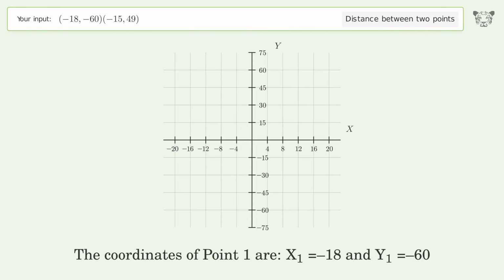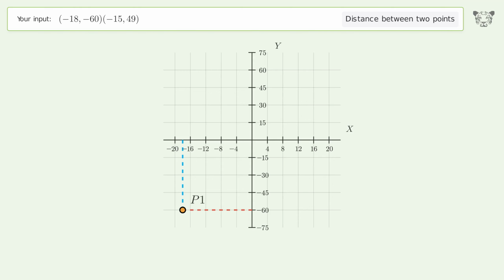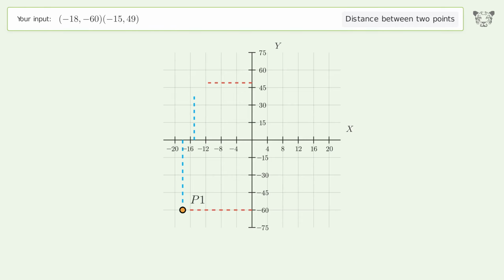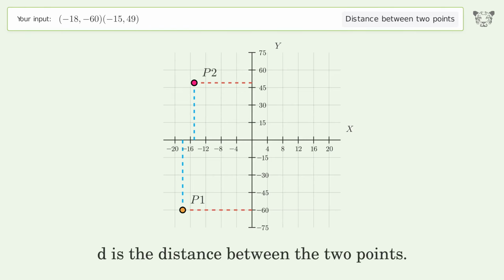The coordinates of point 1 are x1 equals -18 and y1 equals -60. The coordinates of point 2 are x2 equals -15 and y2 equals 49. D is the distance between the 2 points.